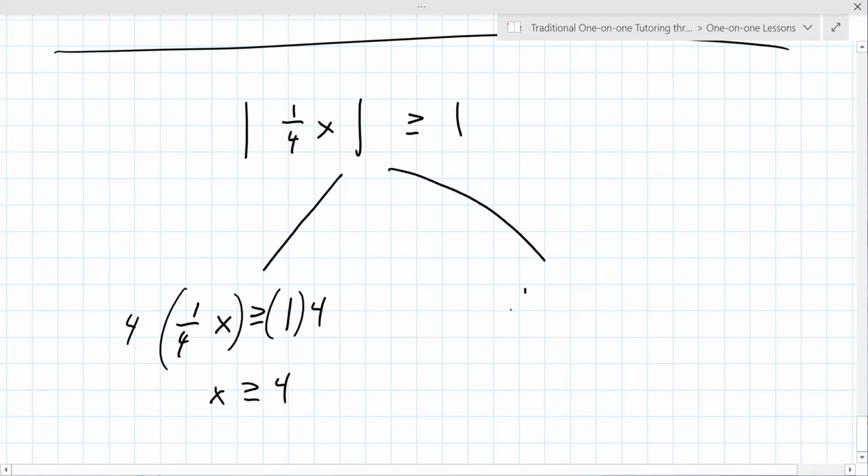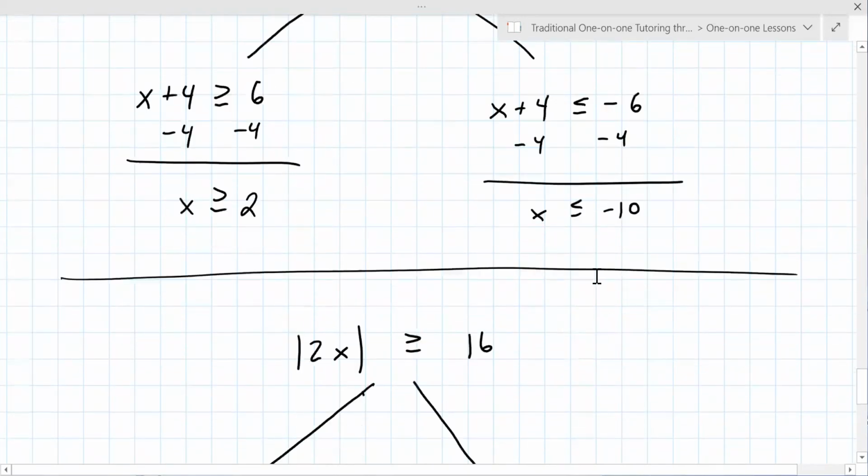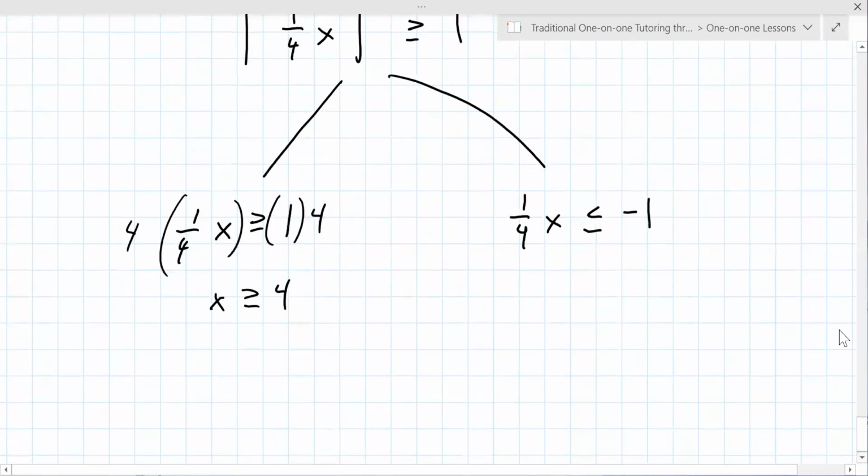The other path is you write the same left side, but you flip the inequality. So it becomes less than or equal to, and this is very important, you negate the 1 to become -1. So in every problem we've done, this number on the right has become negative. And then for that, you could divide, but it's better to multiply by 4. So x is less than or equal to -4.